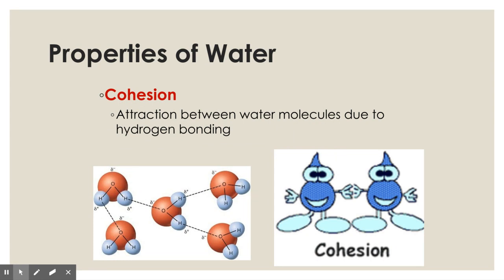What makes water so special? Well, it has several properties that come with being a water molecule, which help it do its jobs of lubricating, elimination, absorption, and that stuff that we just talked about. So the first being cohesion. That's the attraction between water molecules due to hydrogen bonding. So cohesion is two water molecules sticking together.